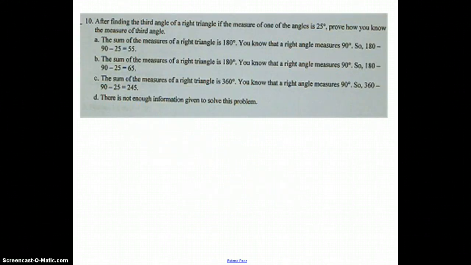Okay, last one. It says, after finding the third angle of a triangle, if the measure of one angle of the right triangle is 25, prove how you know the measure of the third. So first of all, remember that a triangle has to equal 180. So if it's a right triangle, it has to have one 90-degree angle and another one that's 25. So 90 and 25, if I were to subtract them, would give me 65.